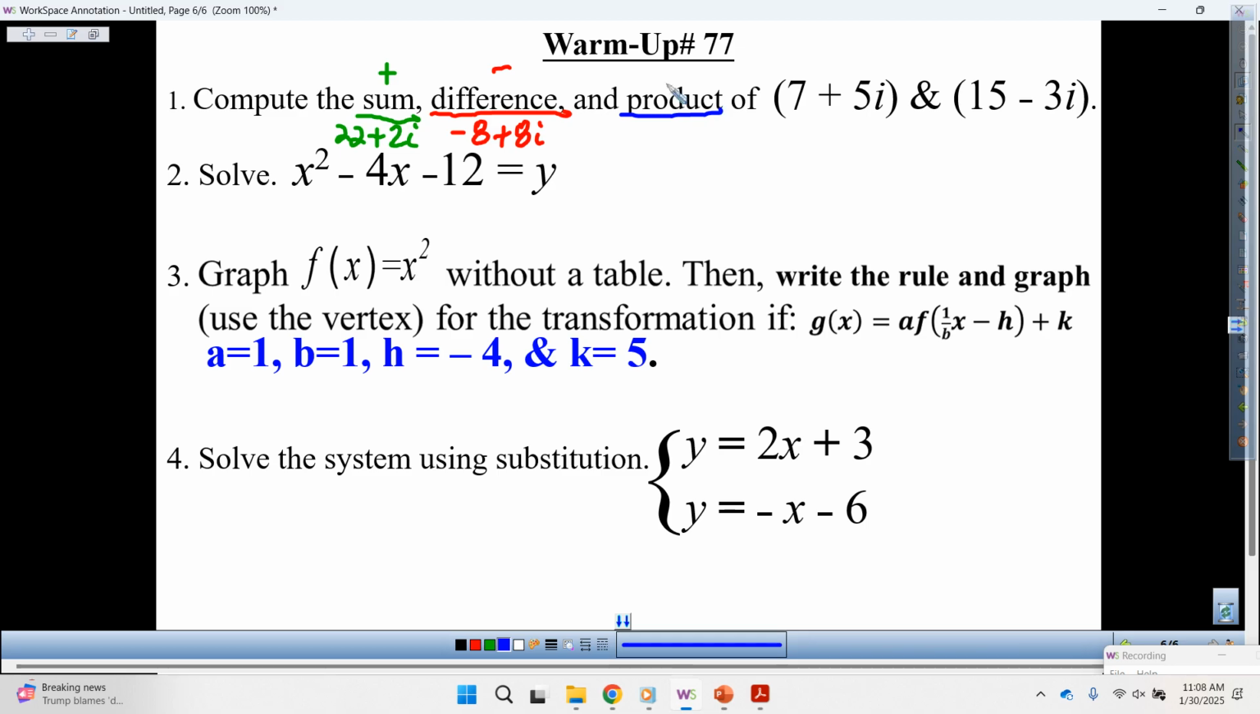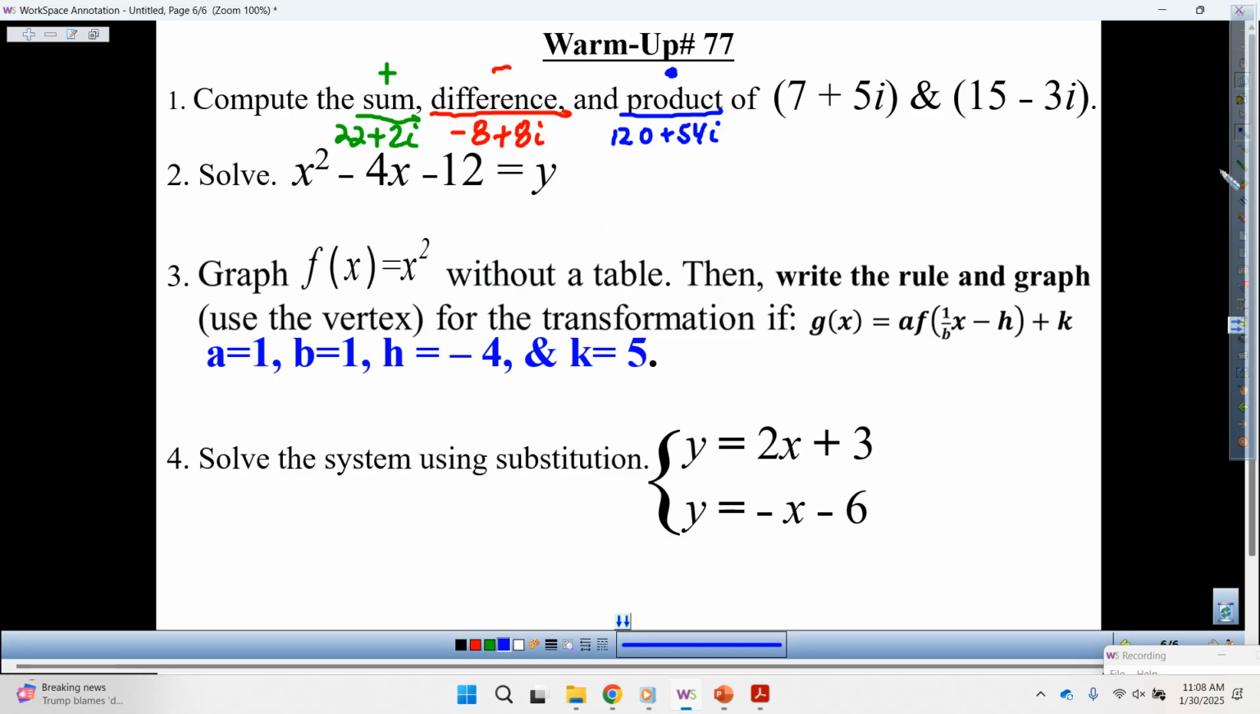Show your neighbor what you got for the product really quick before Caitlin passes it to someone. Product. All right, Caitlin. Joseph, what'd you get? 120 plus 54i. Hands, have you got that? Looks about right. Double check your work. Let's go to number 2.